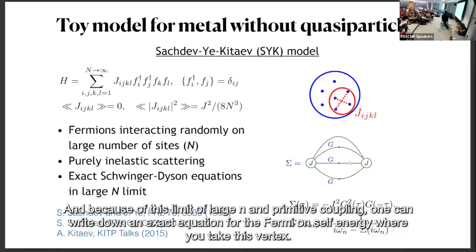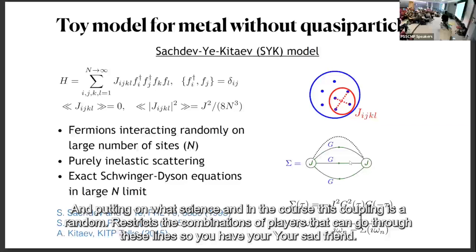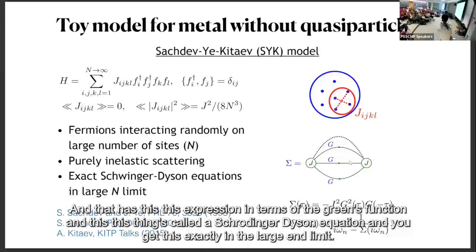Because of this limit of large N and random coupling, one can write down an exact equation for the fermion self-energy, where you take this vertex and put it on both sides, and because this coupling is random, it restricts the combinations of flavors that can go through these lines. So you have your self-energy that has this expression in terms of the Green's function, and this is called a Schwinger-Dyson equation, and you get this exactly in the large N limit.